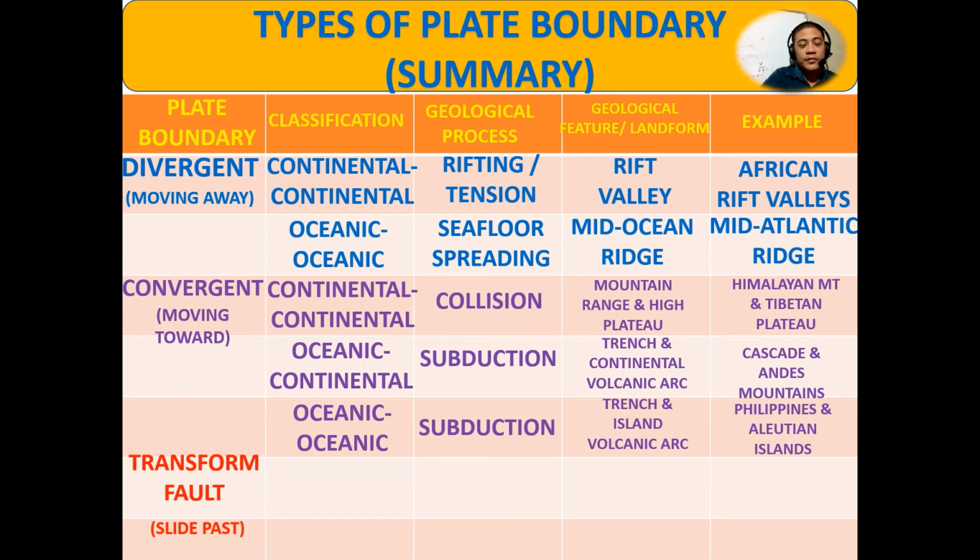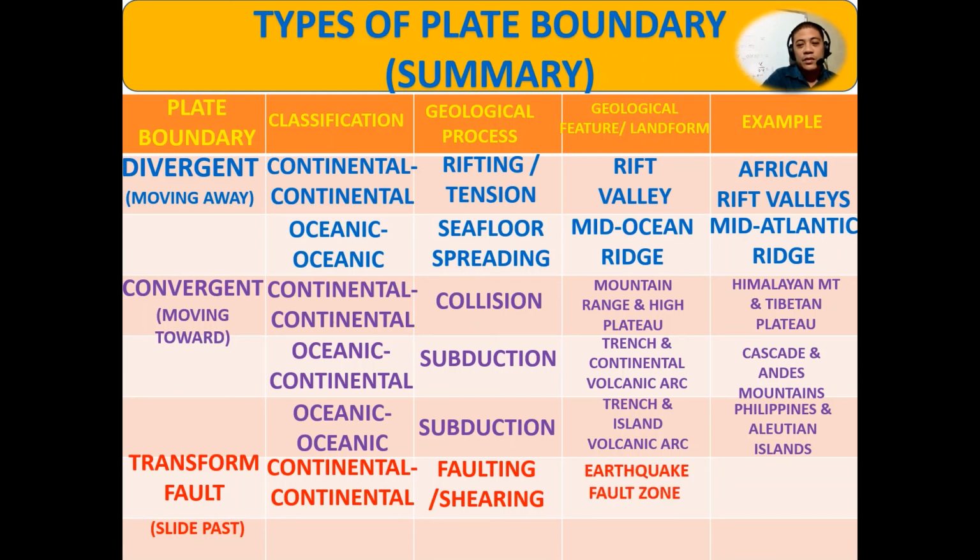And the third type of plate boundary is the transform fault boundary between continental plates. The geological process involved is faulting or shearing, and its landform is called the earthquake fault zone. And its example is the Alpine fault.